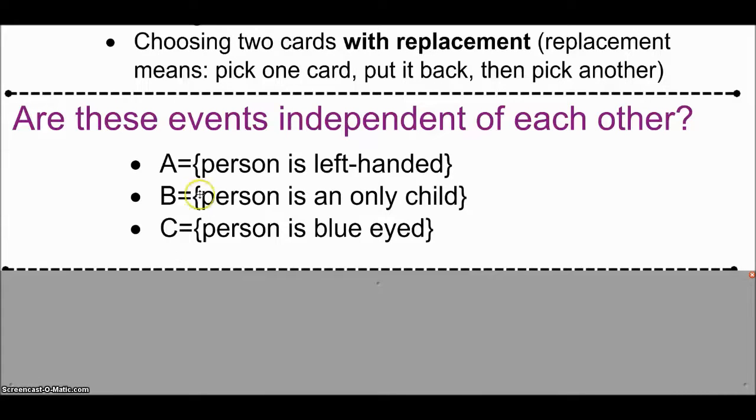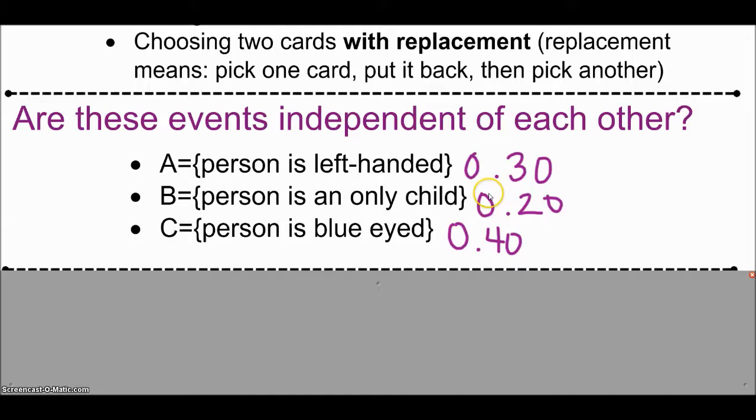So we'll include that. Okay, so let's see the probability of being a person that is left-handed. Let's say about 30%, so 0.3. The probability that a person's the only child, let's say, is 20%. And then a person being blue-eyed is 40%, okay?